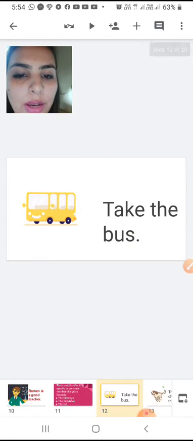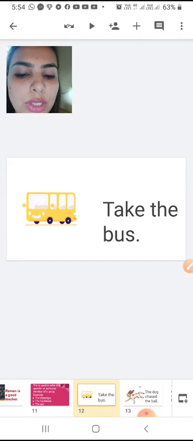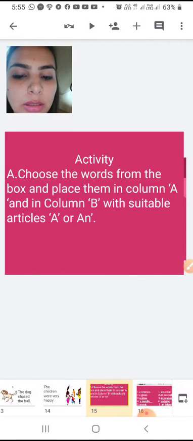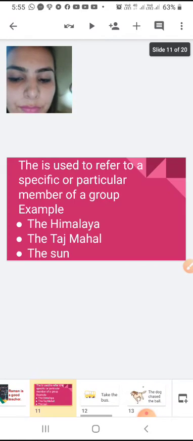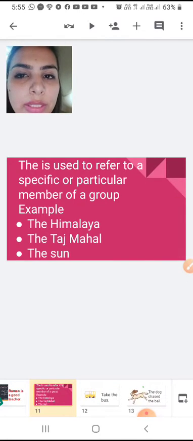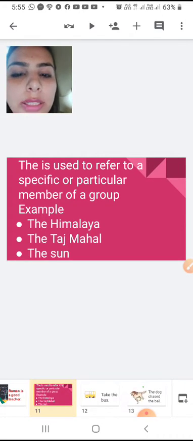Now the next one. Here we see the use of the article the. The is used to refer to a specific or particular member of a group. Whenever we are referring to any particular person, place, thing, or idea, or anything which is particular, for that specific thing we always use the.